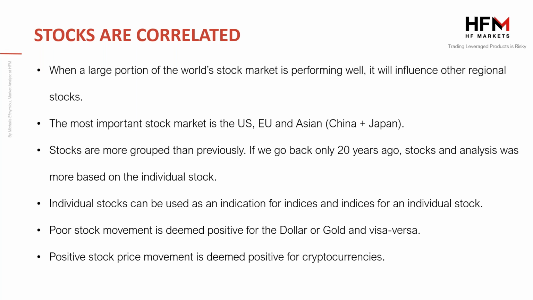Now, positive stock price movement is also deemed as positive for cryptocurrencies. A lot of the time when stocks are doing well, cryptocurrencies are doing well. What I will say is you need to be cautious there, because it doesn't mean that if stocks are doing well today, cryptocurrencies will do well today. It's more longer term. So if stocks did well in these 6 months, most likely cryptos did well in these 6 months. A lot of people are going to say, why?